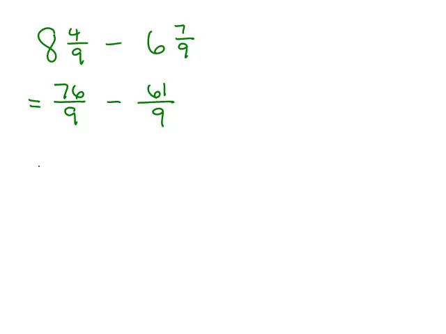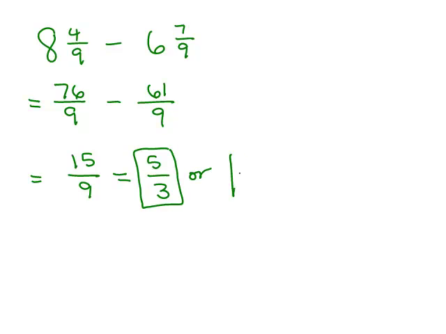And then I could subtract to get 15/9. All right, now this is not reduced because there's a common factor of 3 in both of these. So if you divide the top and bottom by 3, I get 5/3. So you could leave your answer as 5/3 or 1 2/3.